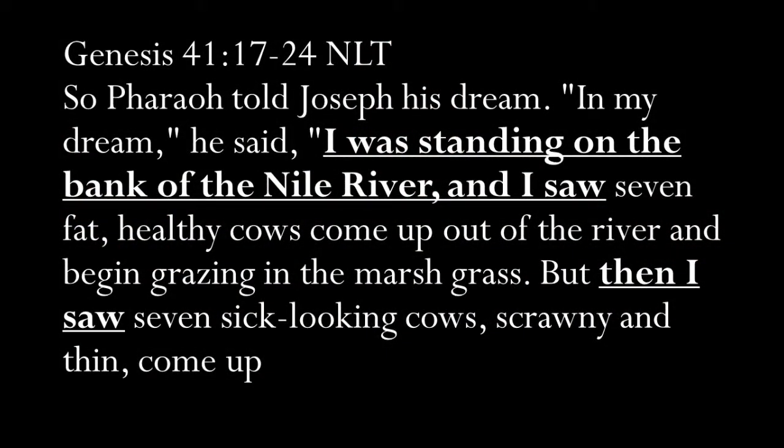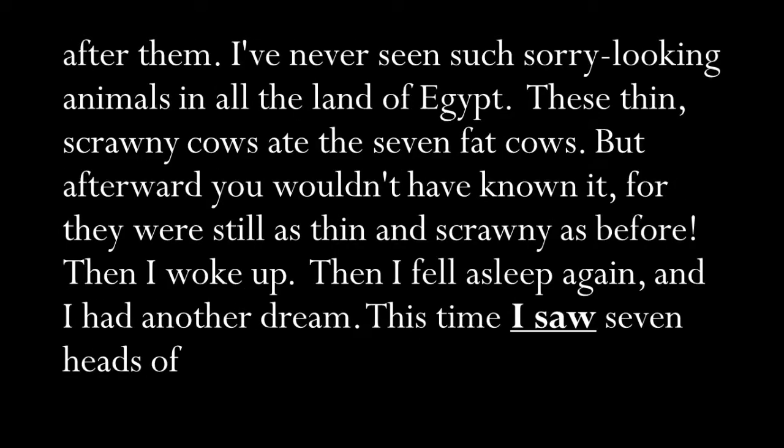So Pharaoh told Joseph his dream. In my dream, he said, I was standing on the bank of the Nile River, and I saw 7 fat, healthy cows come up out of the river, and they began grazing in the marsh grass. That's important, marsh. Where he's at is able to see the delta, the land of Goshen. But then I saw 7 sick-looking cows, scrawny and thin, come up out of them. I've never seen such sorry-looking animals in all the land of Egypt. The thin, scrawny cows ate the first 7 fat cows. But afterwards you wouldn't have known it, for they were still as thin and scrawny as before. Then I woke up. Then I fell asleep again, and I had another dream.